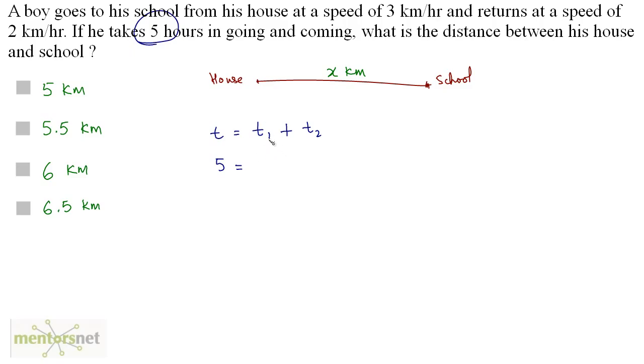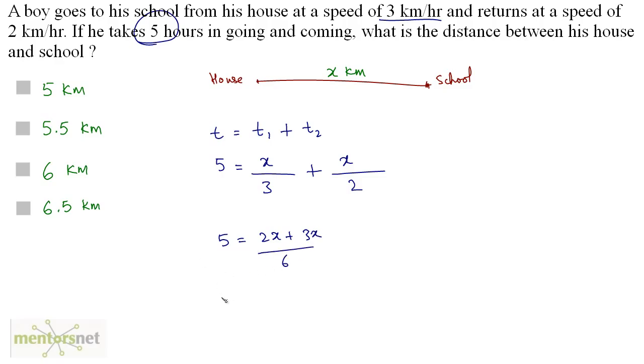Well, you know the formula for time, which is distance upon speed. The distance is x kilometers, so x upon the speed at which the boy goes to his school, 3 kilometers per hour, so x by 3, plus again we have the distance x upon the speed at which the boy comes from the school, 2 kilometers per hour, so x by 2. So you have this equation, you can find out the value of x. So you have 5 is equal to (2x plus 3x) by 6.